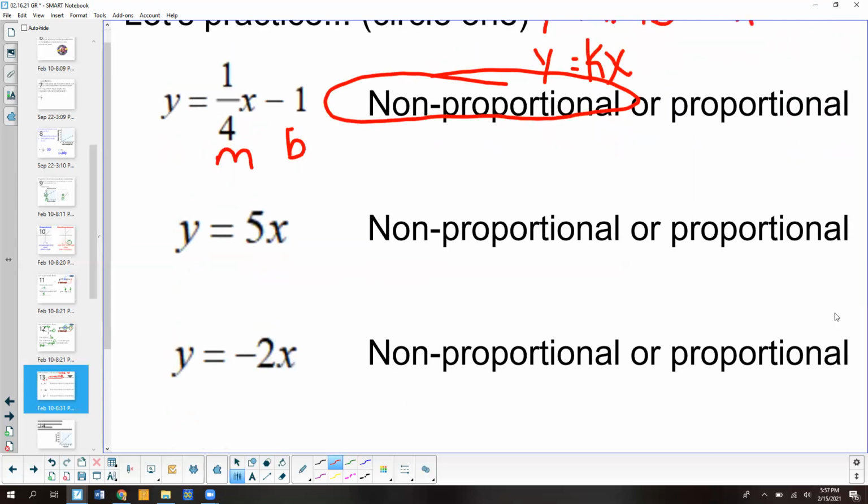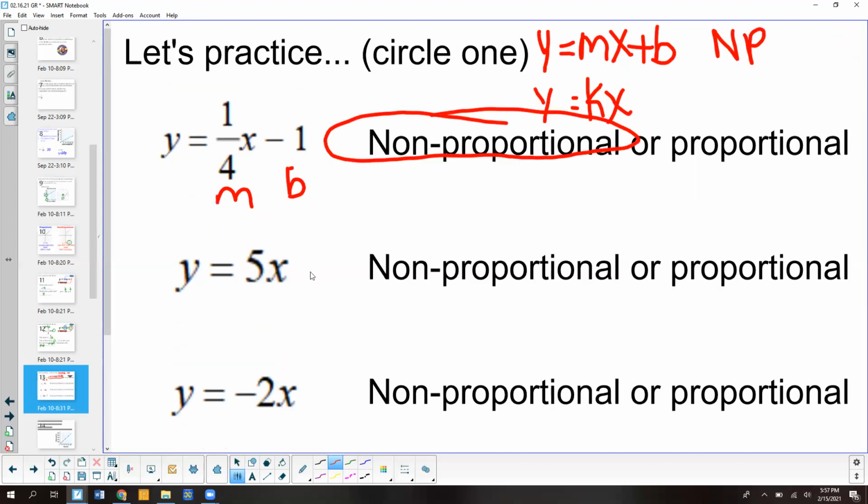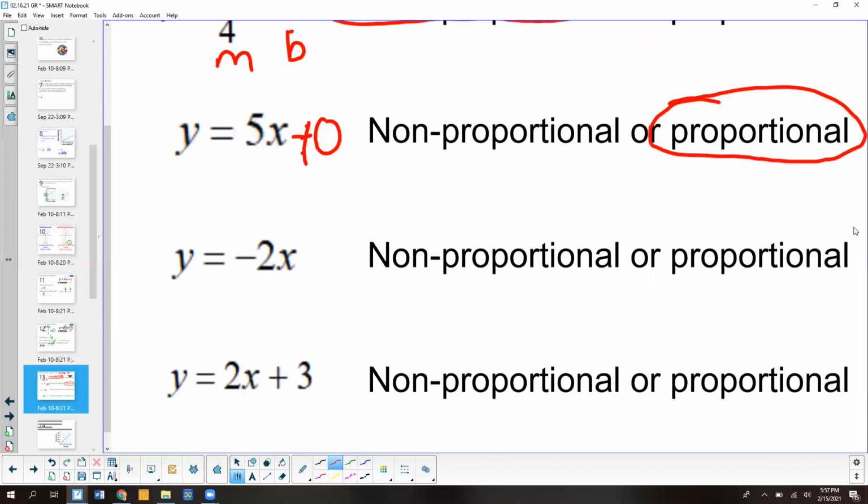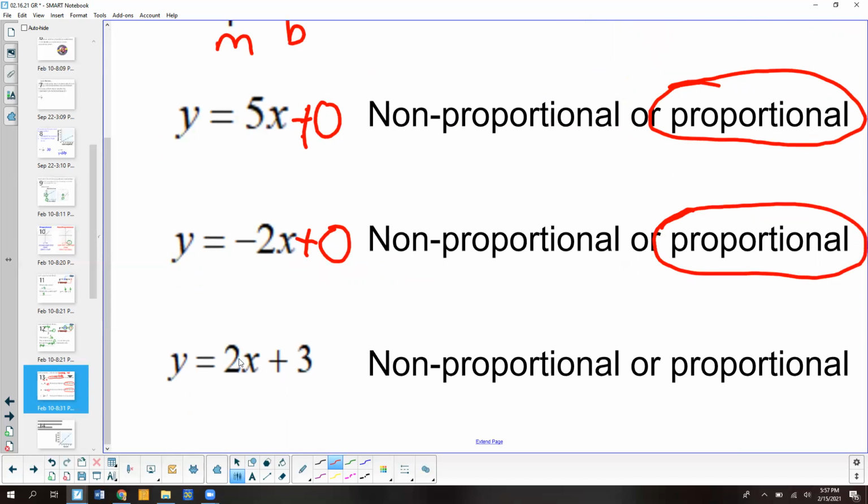Scroll down, y equals 5x. This one, there's no y-intercept at the end, so there's an imaginary plus 0. So it's going through the origin, making that proportional. Same thing here. We've got our slope, but no y-intercept, so this one's going to be proportional. And finally, non-proportional or proportional? We've got a y-intercept. We've got that plus 3, that plus b at the end. So this one's going to be non-proportional.